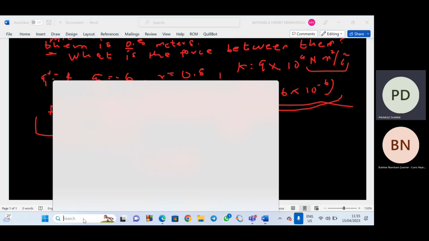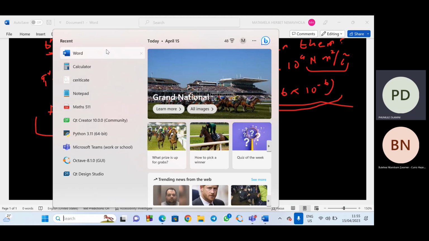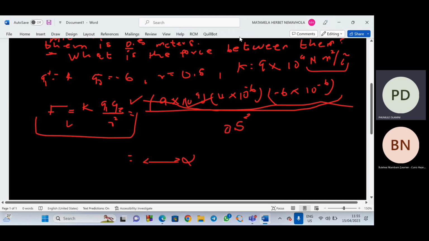Here I don't have a scientific calculator, but I will try to download one like yours, so that you can see when I'm calculating it.